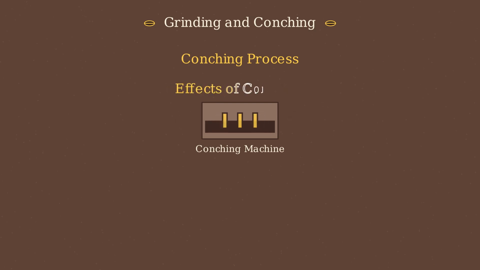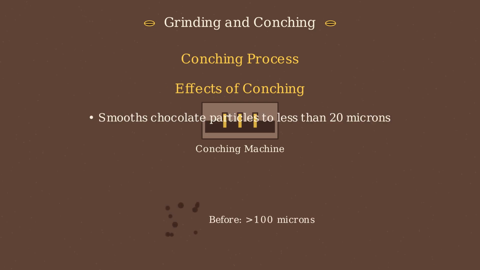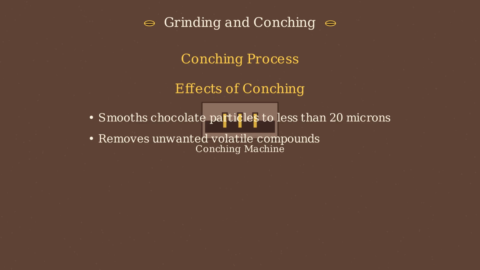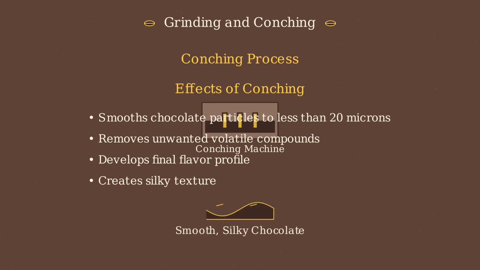The conching process has several crucial effects on the chocolate. First, it smooths the chocolate particles to less than 20 microns, which is smaller than what the human tongue can detect as gritty. Second, the heat and aeration remove unwanted volatile compounds that could create off flavors. Third, conching develops the final flavor profile through complex chemical reactions. And finally, it creates the silky smooth texture that quality chocolate is known for.